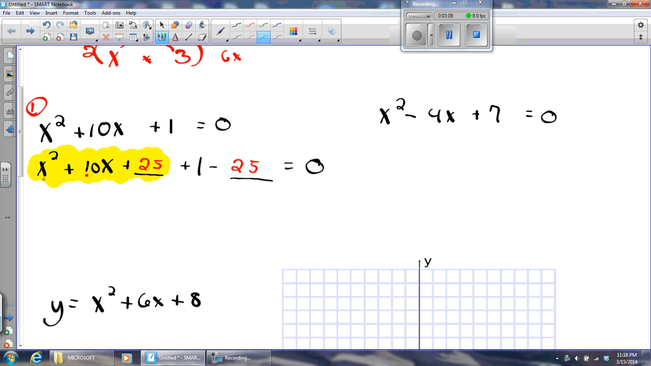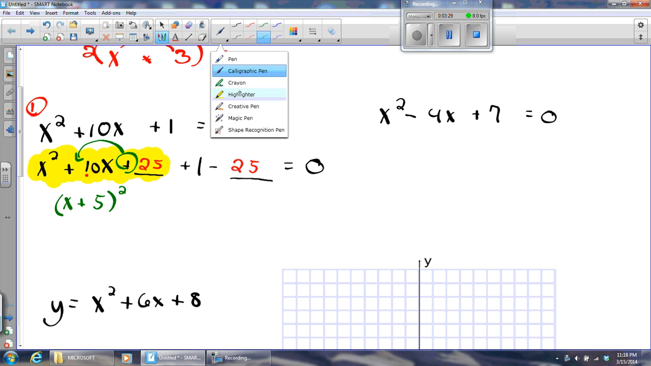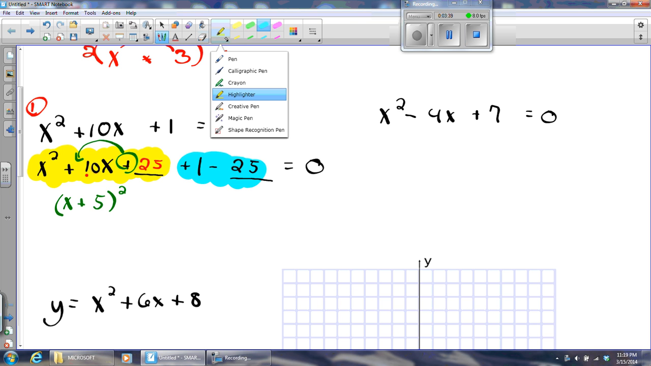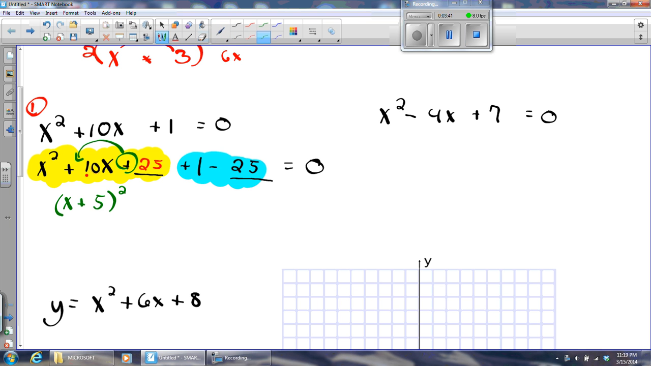Now, I'm going to factor this as a perfect square trinomial. Well, the square root is x, the square root of that is 5. There's a plus in the back. It's the Wendy's double stack. It's going to be a positive. I'm going to make the quantity squared. And then I'm going to combine these two terms right here, and what's going to happen is I will get negative 24.